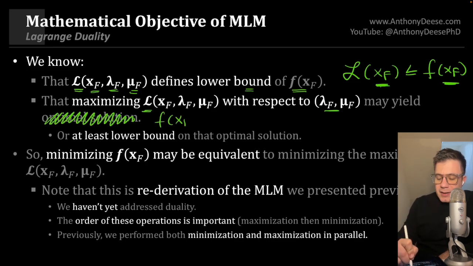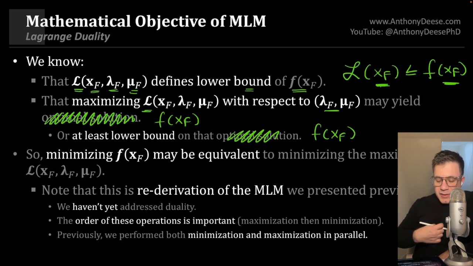I'm going to say we may yield the actual value of f of x sub f, or at least a lower bound on f of x sub f. So, if we combine a couple of these assumptions together, what we see is that if we want to minimize the objective function, which is generally what our goal is for these constraint optimization problems, that may be equivalent to minimizing the maximum of the Lagrange function. And I'm going to explain that in a second in a little bit more detail.